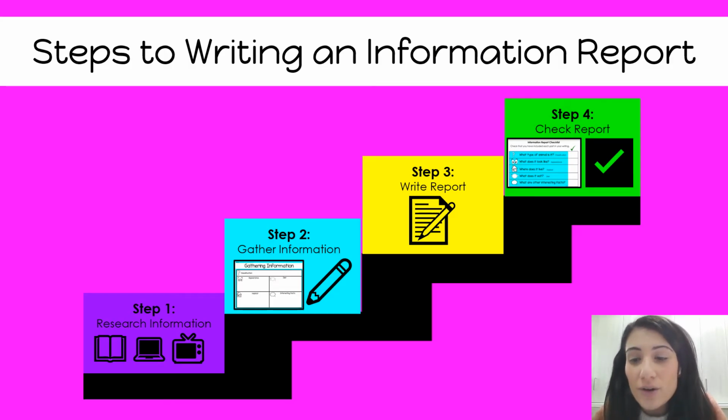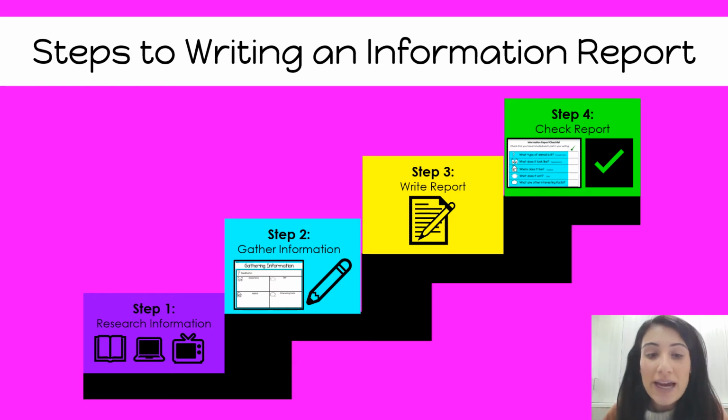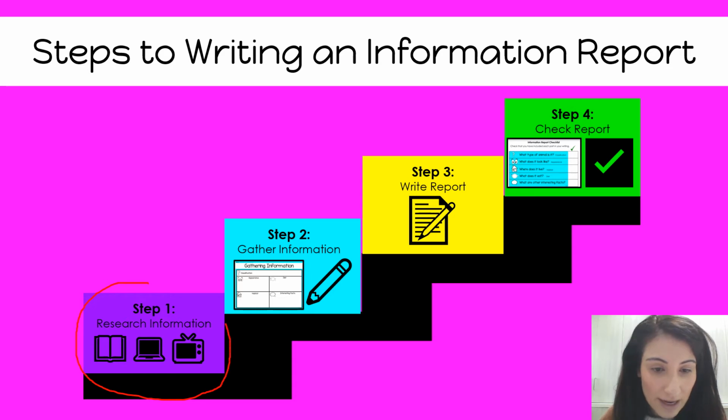So I thought I would go through today the steps to actually writing an information report, just so you can understand why we've been doing what we've been doing. So there are 4 main steps that we need to remember. And the first one is step 1, research information.